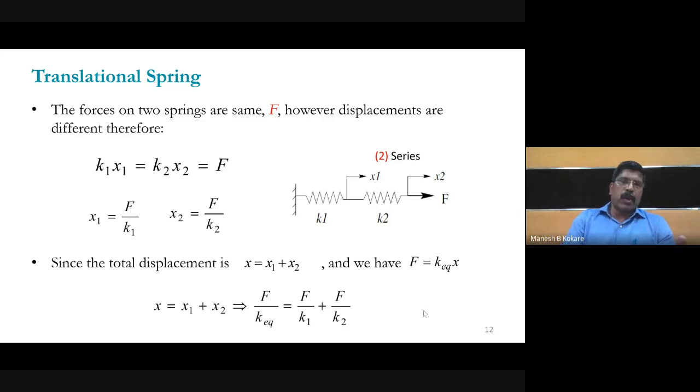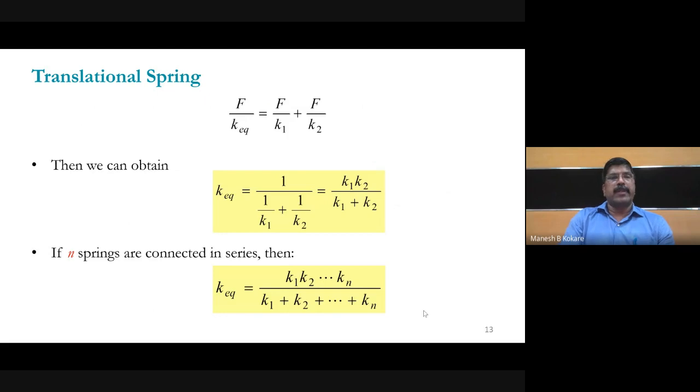Okay, I hope that you have understood the equivalent stiffness of the springs when they are connected in series and when they are connected in parallel, right? So if n springs are connected in series, then K equivalent will be equal to K1 K2 up to Kn divided by K1 plus K2 up to Kn. So this is the equivalent stiffness of the spring, right?